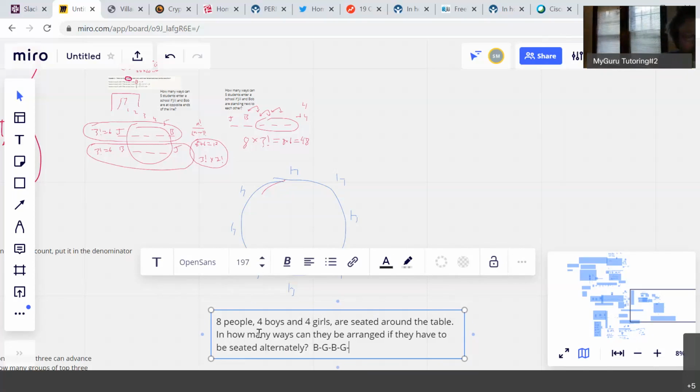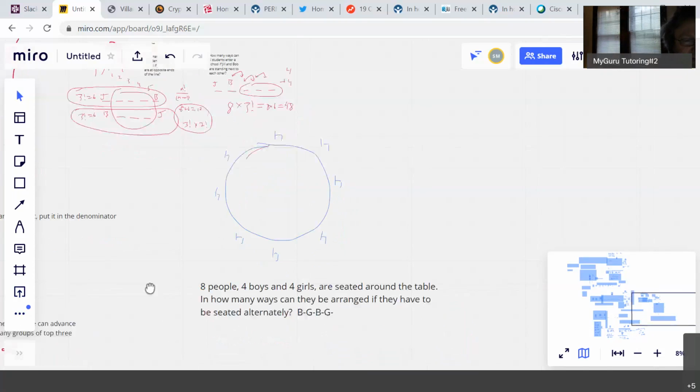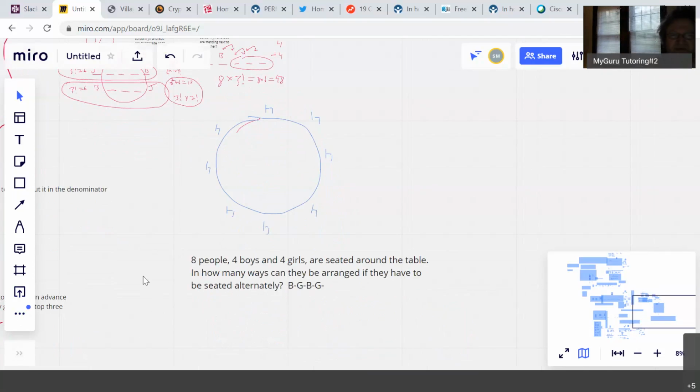All right. 8 people, 4 boys and 4 girls, are seated around a table. In how many ways can you arrange them if they have to be seated alternately? You can have 2 boys sitting together, you can have 2 girls sitting together, and they could be alternate. How would you do that? You guys have a little bit of time to think about it.